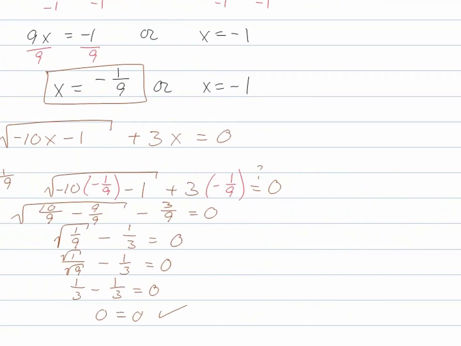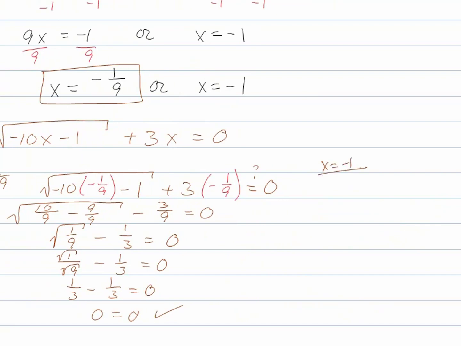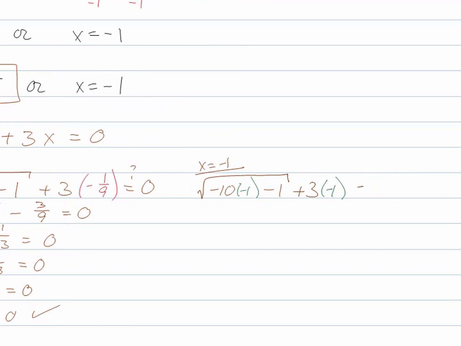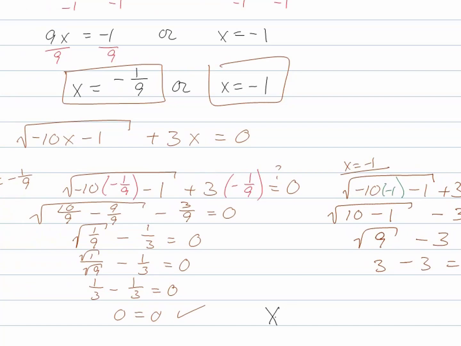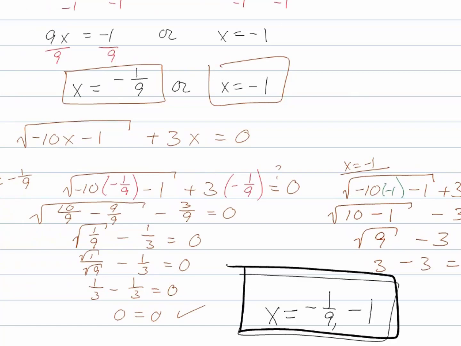Okay. So I now want to plug this in for x equals -1. So I got the square root of minus 10 times -1, minus 1, plus 3x. And I want to make sure that that's equal to 0. All right, so I've got the square root of 10 minus 1, minus 3. This one goes way faster. And 3 minus 3 equals 0. So in fact, those are both good answers. So I could say that the two answers to my equation are x equals -1/9 and x equals -1. Like that.